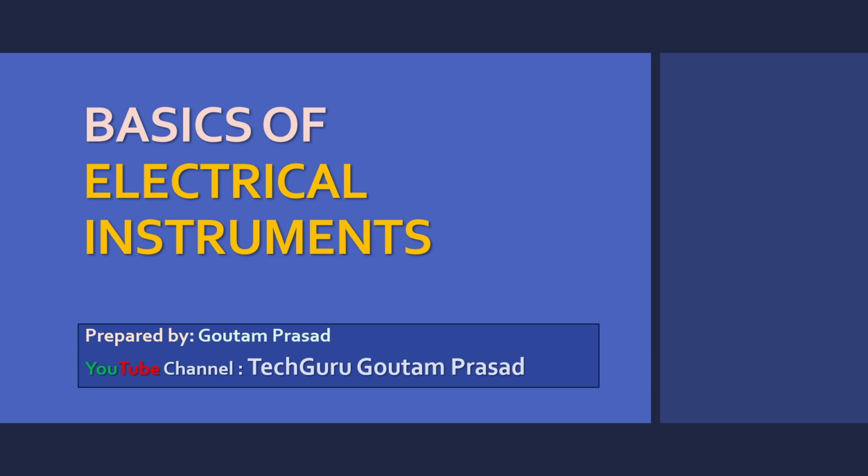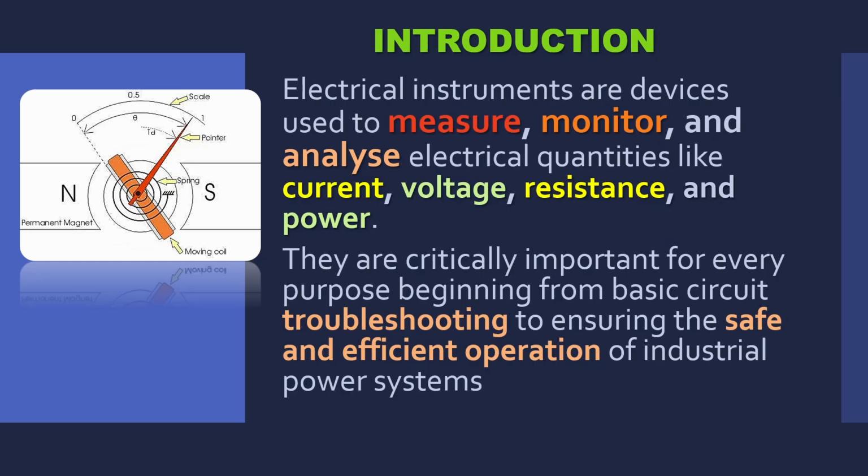This is a video on basics of electrical instruments. So let's try to understand what this subject deals with. Electrical instruments are the devices used to measure, monitor and analyze electrical quantities like current, voltage, resistance and power. They are critically important for every purpose, beginning from basic circuit troubleshooting to ensuring safe and efficient operation of the industrial power system.